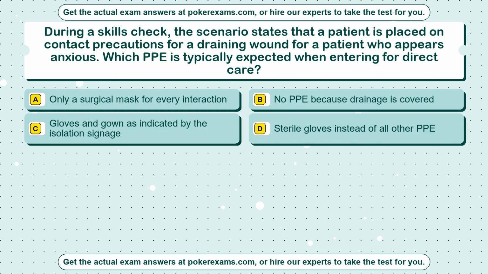Question 44. During a skills check, the scenario states that a patient is placed on contact precautions for a draining wound for a patient who appears anxious. Which PPE is typically expected when entering for direct care?